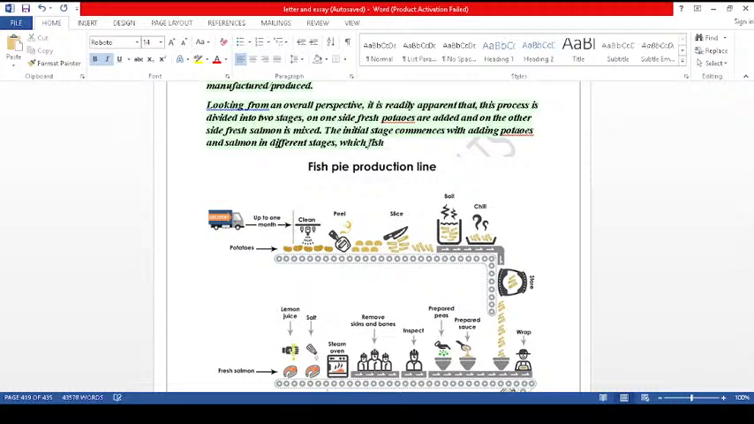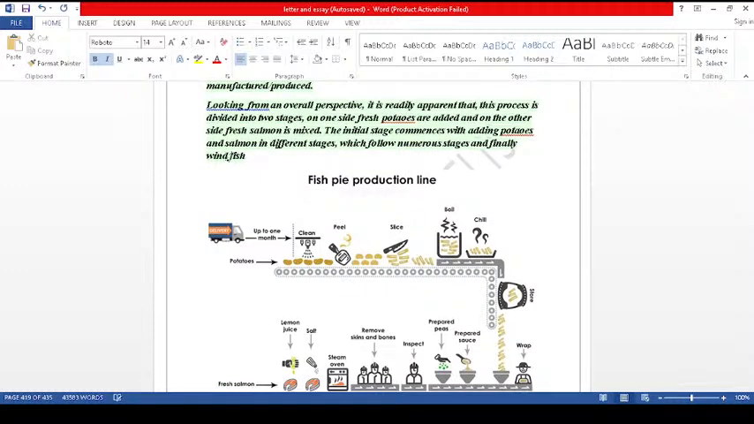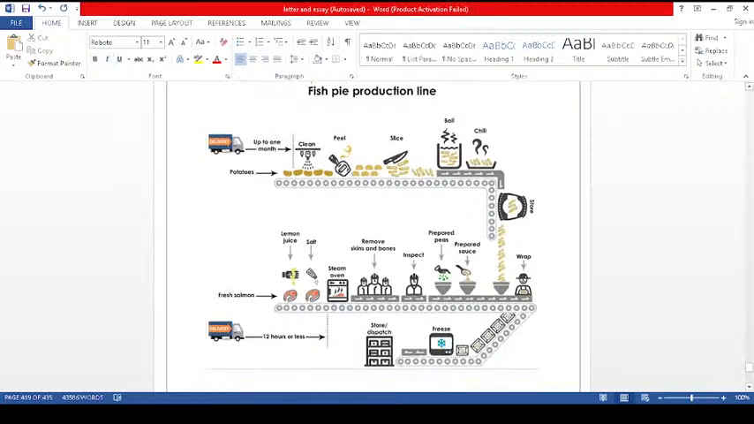which follow numerous stages, and finally winds up, or I should say, because it's two stages, wind up at, you can just have a look, that is freezing and storing, dispatching. Okay, clear everybody? So this is the final stage of this, so I'm just going towards the final stage.